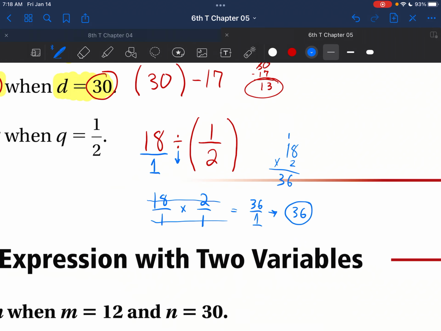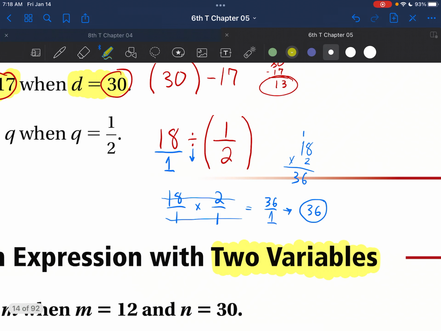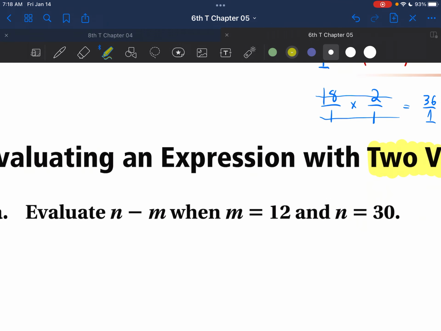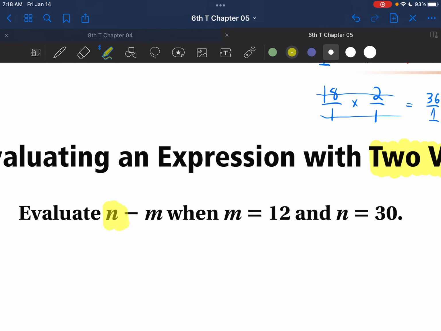Now, what happens if you have two variables, right? Two things that we don't know, two numbers that change, two variables. We can figure it out. All you got to do is exactly what I said. Replace the letters with parentheses. So here we go. I want you to write down this problem, the letter n minus m, and then I want you to copy this down as well. When m is equal to 12, so you write that down, m is equal to 12, and then n is equal to 30.